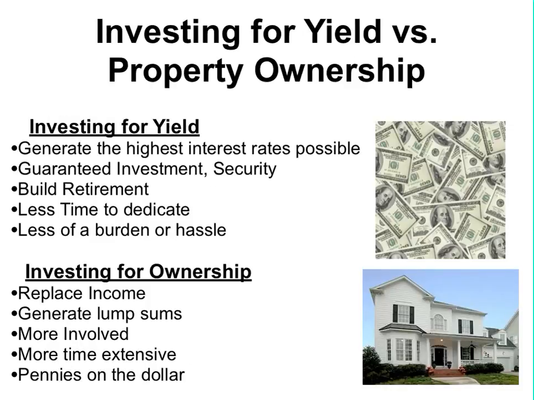So the first thing you're going to think about when getting started with tax lien or deed investing is if you're looking for yield or if you're looking to generate property ownership. For those investors that are looking for yield, you'd like to generate the highest interest rates possible. You're really looking for a guaranteed investment that has security. Many times you're looking to build your retirement, and with investing for yield, it takes less time in researching, and it's really less of a burden.